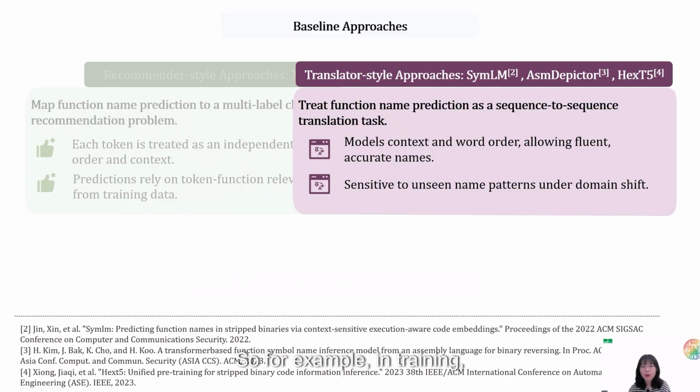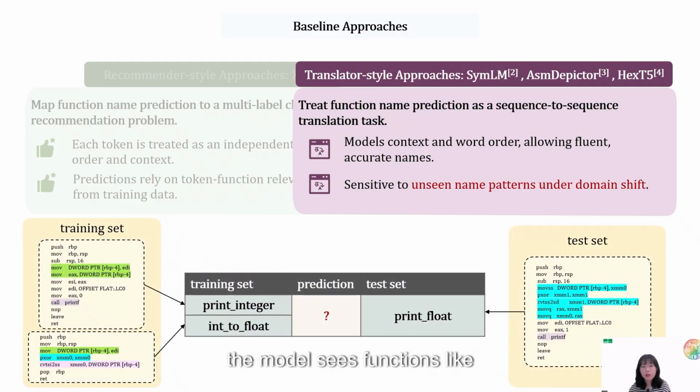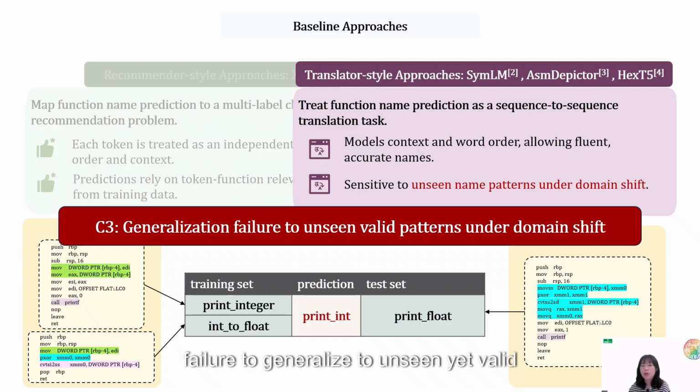For example, in training, the model sees functions like print integer and int to float, and in the test set, it faces a new but related function, print float. The code is structurally similar, but the name pattern is new, so the model gravitates toward the closest known name, predicting print int instead. This is our third challenge: failure to generalize to unseen yet valid patterns.